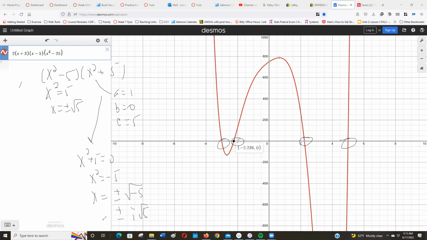Now, this wouldn't be bad to write as a set of linear factors. I could write it as 2 times x plus 3 times x minus 5 times x minus the square root of 5, x plus the square root of 5, and then x minus i square root of 5, and x plus i square root of 5. Notice 1, 2, 3, 4, 5, 6 terms, a 6-degree polynomial. Makes sense. Okay, I know this is only one example of each.